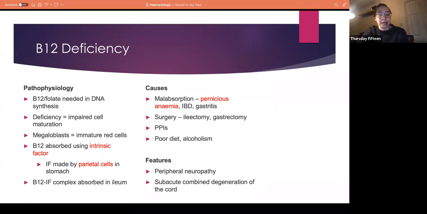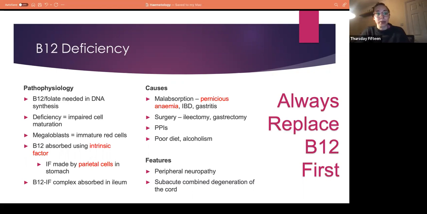So you present with things like peripheral neuropathy or subacute combined degeneration of the cord, which always sounds really scary. It's basically like your dorsal and your lateral columns in your spinal cord demyelinate. So you get progressive weakness, ataxia, and paresthesia, so funny sensations that can progress to total spasticity and paraplegia. It presents quite insidiously, but this is the thing that we don't want to miss with people with B12 deficiency. So that's why you always replace the B12 first.